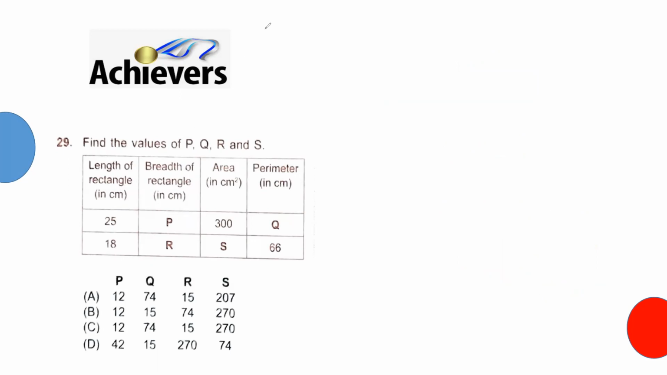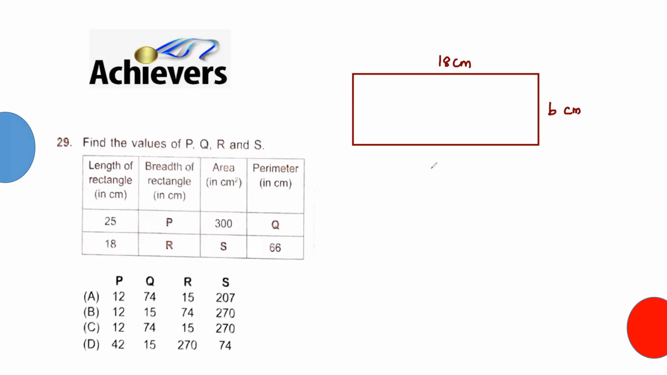So now another question is here where the length of the rectangle is given as 18 centimeter. Breadth is R centimeter, suppose. Area is S and perimeter is 66. Area is S, so S will be how much? Not known. Okay. So now you see 18 into R equal to S. This is one relation. And next relation will be what? 18 plus R times 2 equal to 66. So we can calculate R.